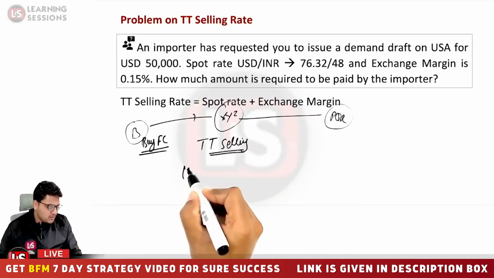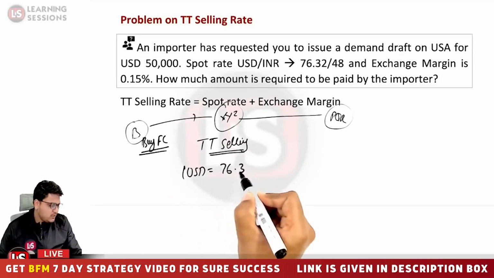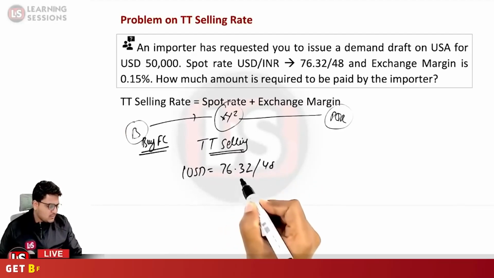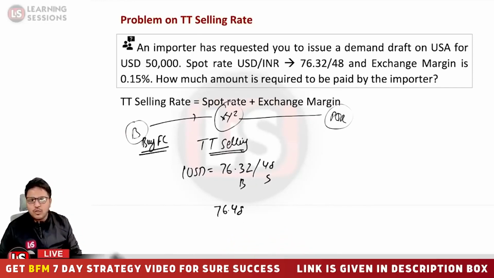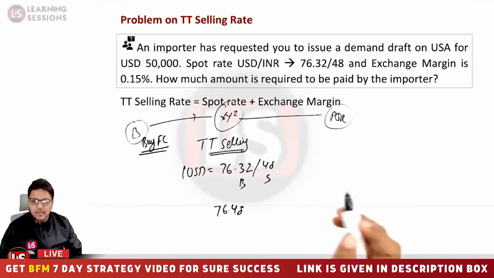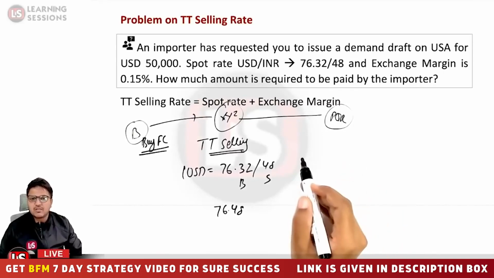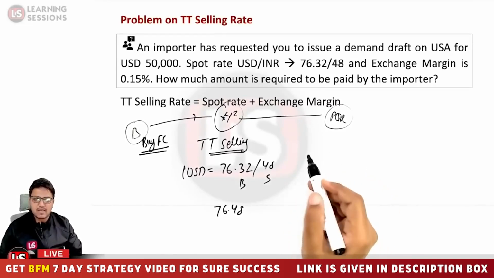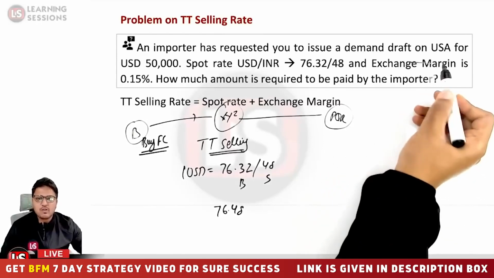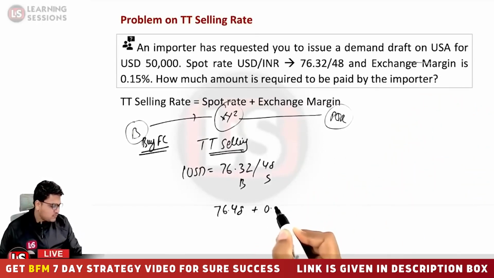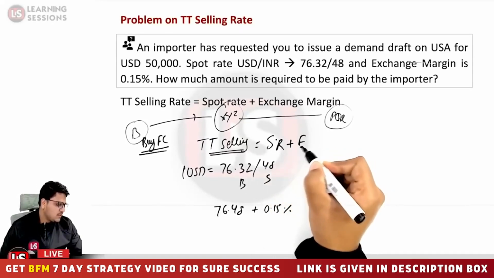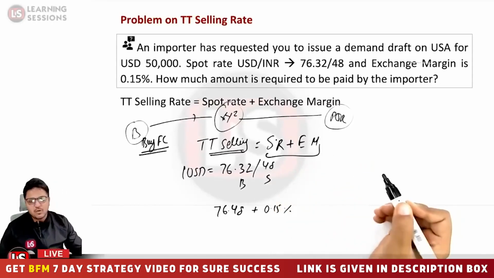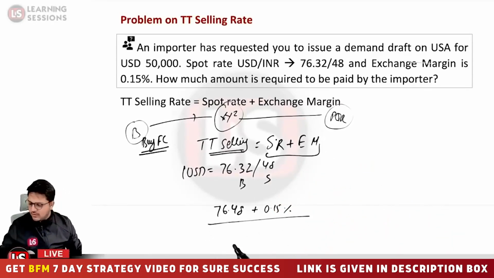Now the spot rate is given to be 1 USD is equal to 76.32/48. So this is the buying rate, this is the selling rate. What rate will we be considering? We'll be considering 76.48. I just told you that the exchange margin is subtracted in the case of the bills rate, but is added in the case of the selling rate. The exchange margin is given to be 0.15%, so it will simply be added. So the formula for the TT selling rate is spot rate plus the exchange margin. That would be the answer over here.